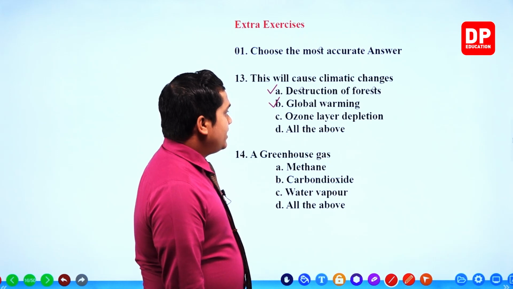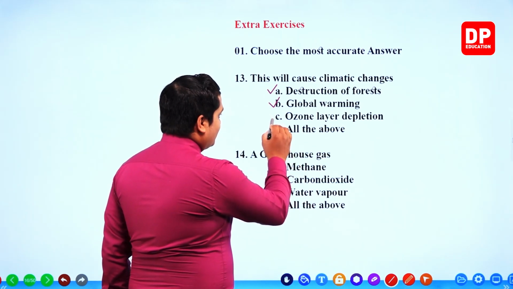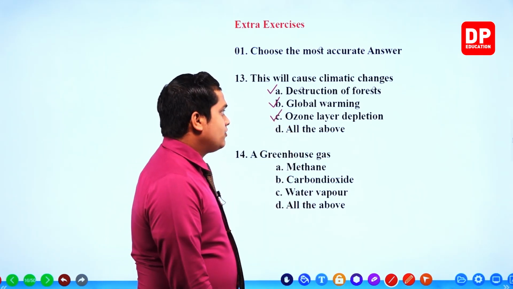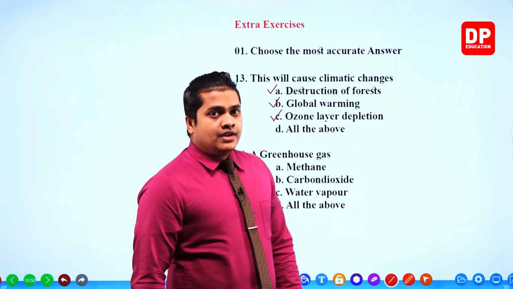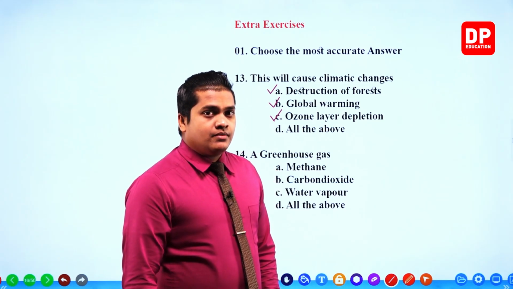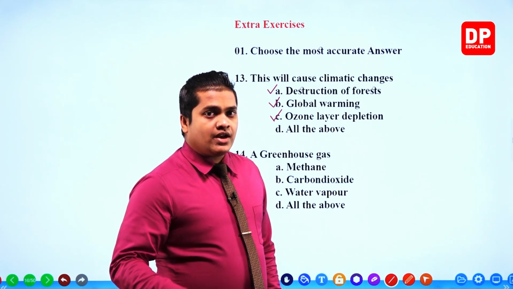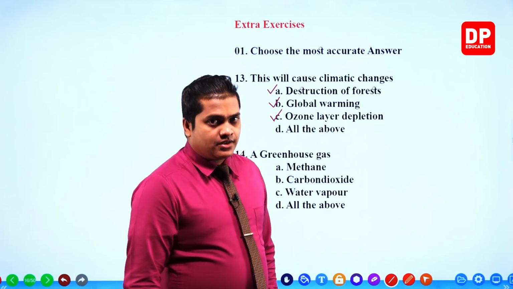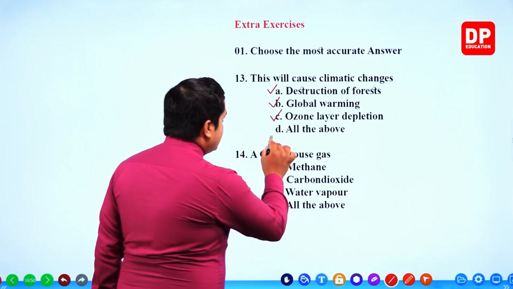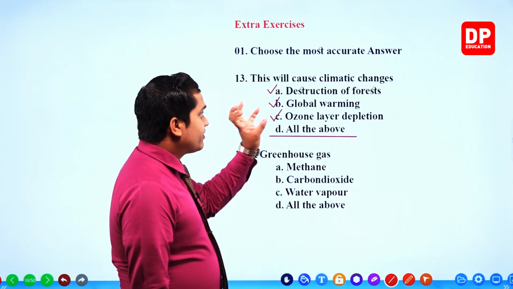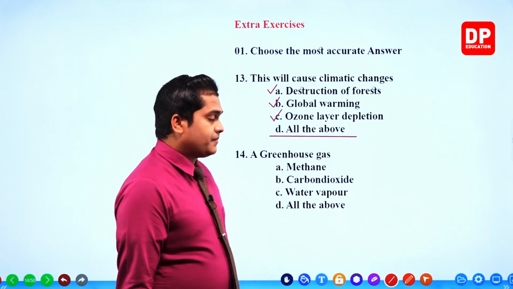Next one, ozone layer depletion. Once again correct. Because of emission of greenhouse gases, my dear children, right? The ozone layer is going to deplete. Because of that, environment temperature will increase, because more solar radiation is going to come towards the earth. So all of these things are considered as causes of climatic changes.